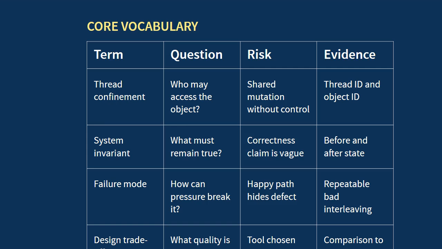Thread confinement asks who may access the object. The invariant states what must remain true. The failure mode explains how pressure breaks it. The trade-off states what the fix costs. If I say, I used a lock, is that enough? No, a lock is only meaningful after you say what property it protects, such as single ownership of a state transition or prevention of duplicate side effects.